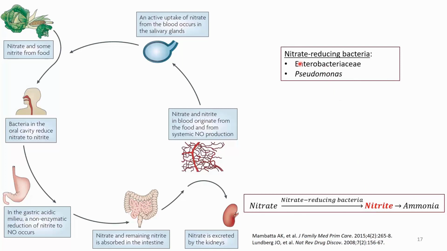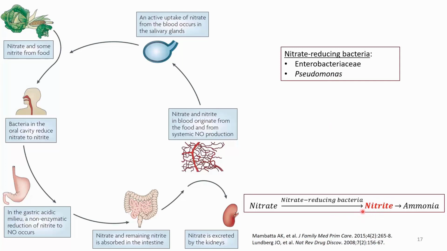And there are nitrate reducing bacteria such as Enterobacteriaceae. The most common member of the Enterobacteriaceae family is E. coli, and also Pseudomonas. So that's what we suspect.